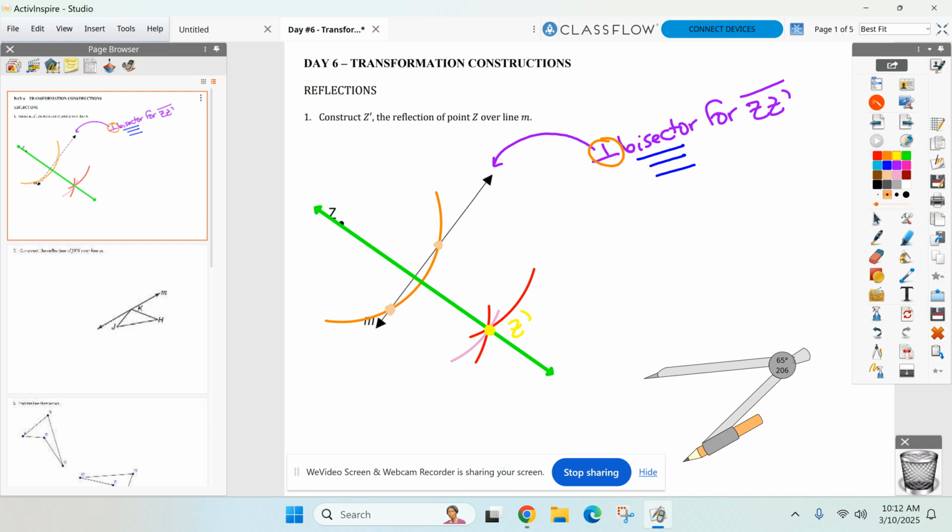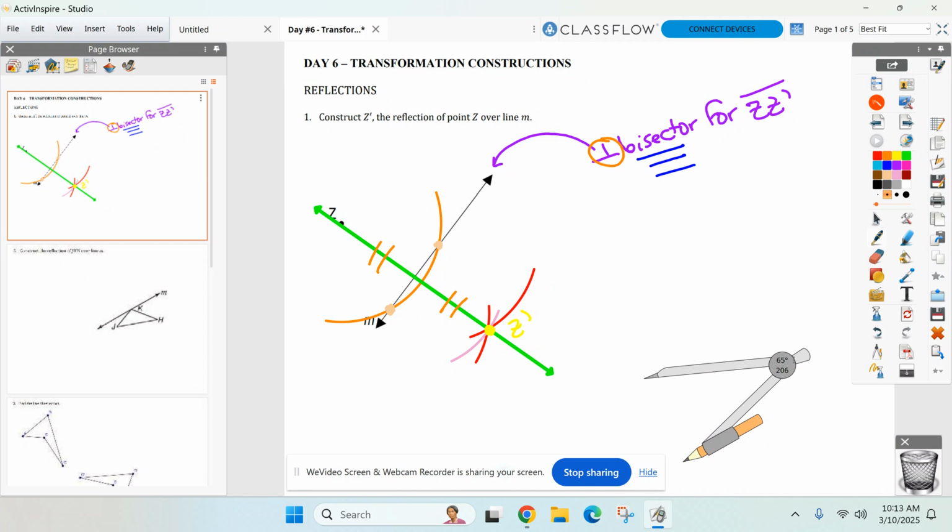Keep in your mind, it's got to be a perpendicular bisector. So the 2 lines need to be perpendicular and, right, the distance needs to remain the same from the point to the line and the line to the image. Questions from you guys?